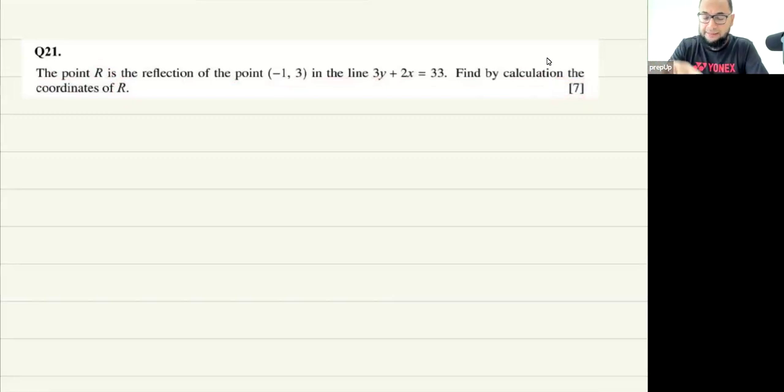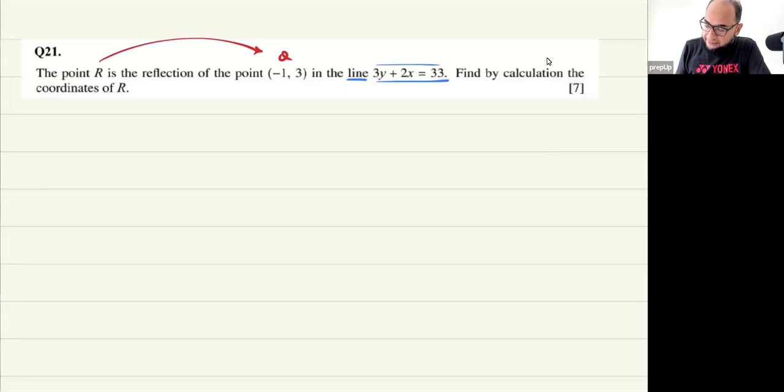So now the first thing is, let me label this point as Q. R is the reflection of Q in the line 3y plus 2x is equal to 33. So now the very first thing is that this line, 3y plus 2x is equal to 33, that's a line, and Q gets reflected in this line. This point is not on the line, it is a reflection in this line. A lot of people make a mistake.